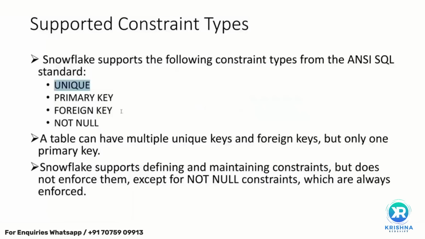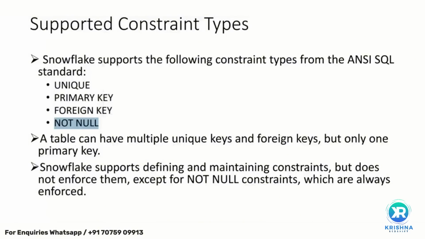So, foreign key and not null. If you define a column as not null, it will accept only not null values. It will not accept any null values. All these things are common for any of the table types. It doesn't matter whether it's a temporary table, transient table, or permanent table. Once you are using any table, you can use all these constraints.